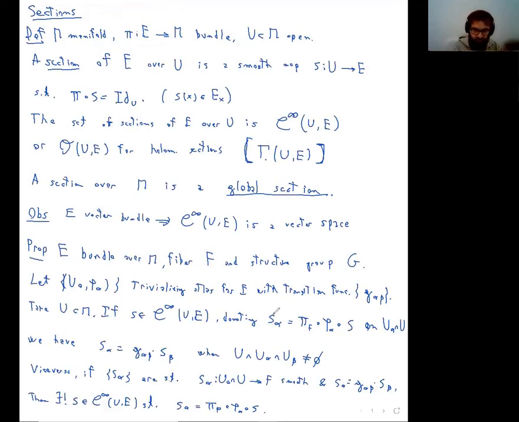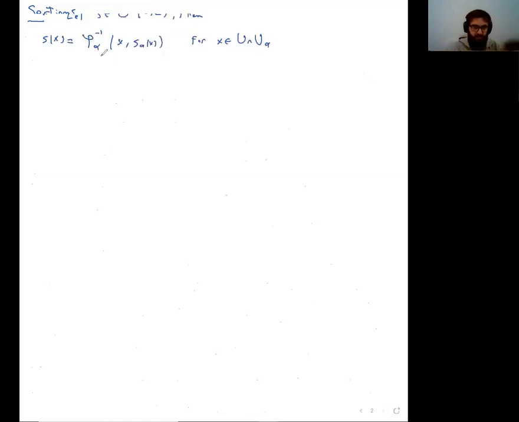So let's do the first direction. So we take S, just a section, and on U alpha, you have that S of x is nothing but phi alpha inverse, so the trivialization of x comma S alpha of x. Okay, let's repeat this slowly. So remember that this is an element in U intersected U alpha times F, right? And by the way we defined it, it must satisfy precisely this relationship.